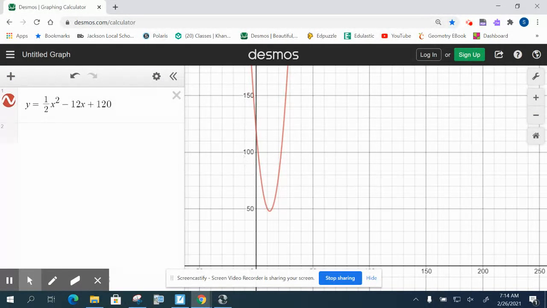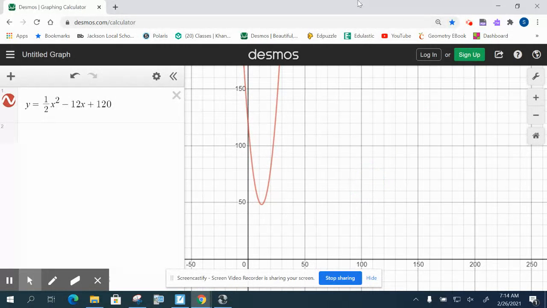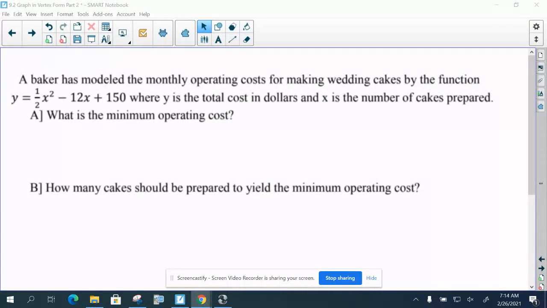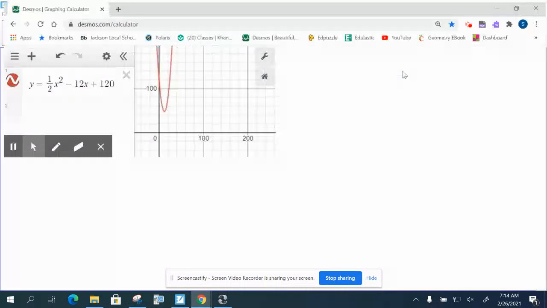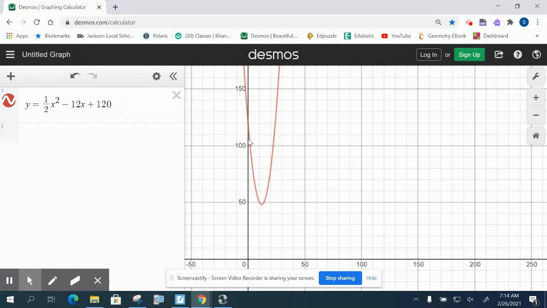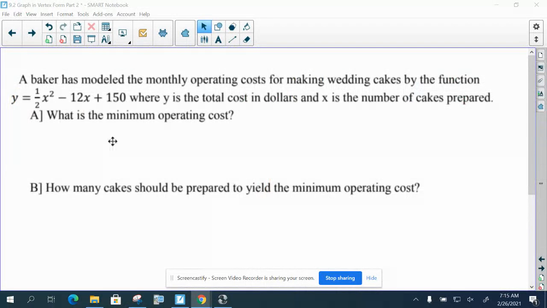So it's the baker's operating cost. X is the number of cakes prepared. Y is the total cost in dollars. So as the number of cakes he prepares increases, the cost in dollars decreases, and then it comes back up. This is just the trend that he sees. So that's what this function looks like.